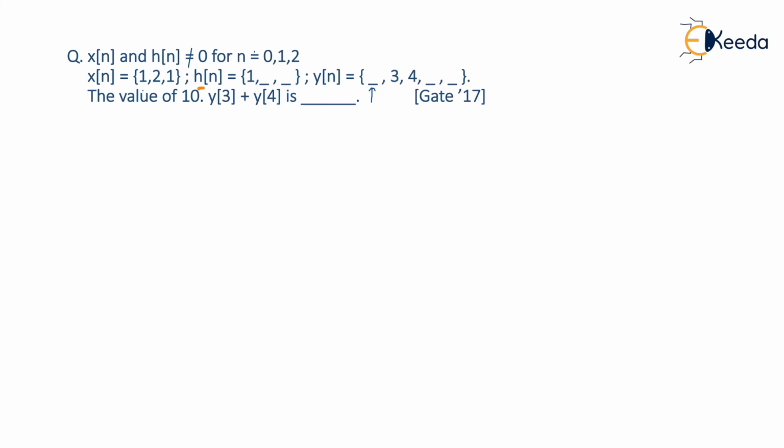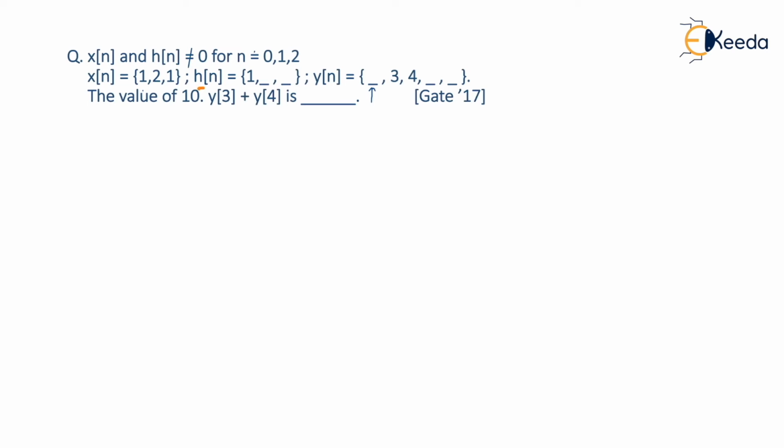Then h of n values are given, not completely but partially. Only h of 0 is provided, and the value of y of n is also given partially. They are asking you the value of 10 times y of 3 plus y of 4. It is a 2017 question.